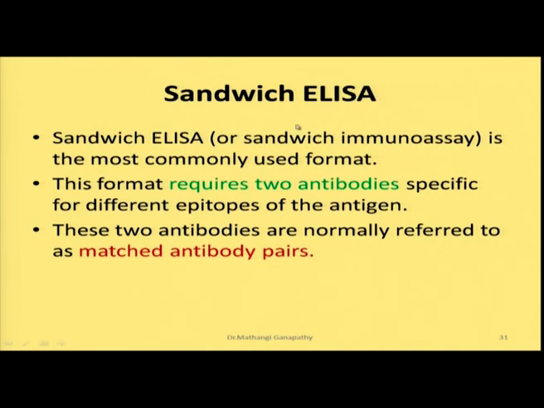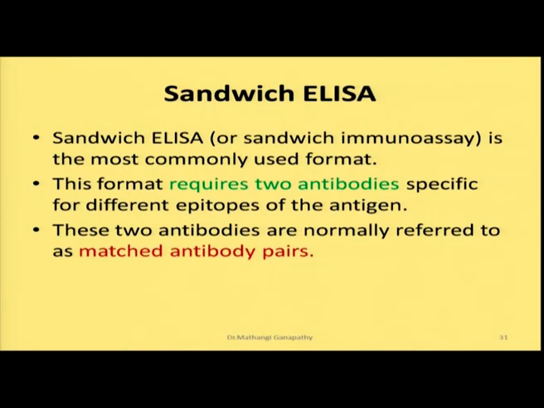This method can also be used to detect specific antibodies in a serum sample by substituting the serum for the primary antibody. In sandwich ELISA, also called sandwich immunoassay, this is a commonly used format for the detection. It is a very commonly used immunoassay in many labs. You require two antibodies specific for two different epitopes of the antigen. So, the first requirement here is you require two antibodies against different epitopes of the antigen concerned. These two antibodies we call the matched antibody pairs.